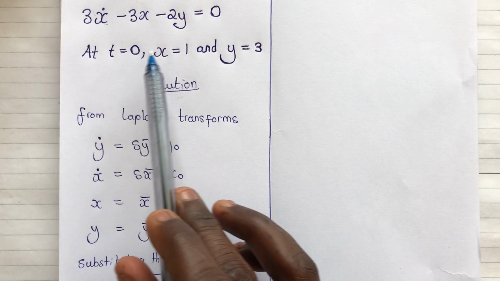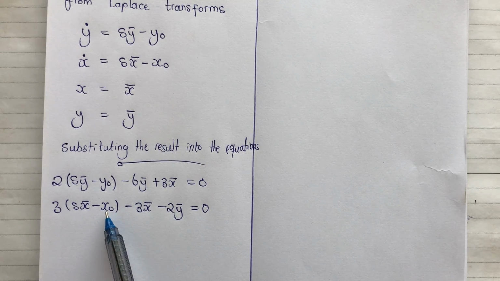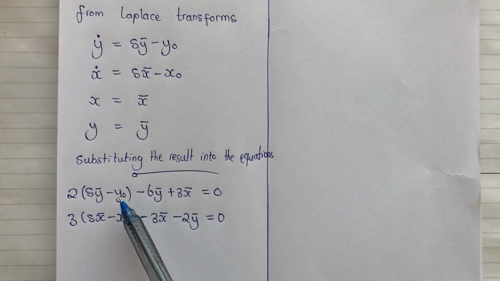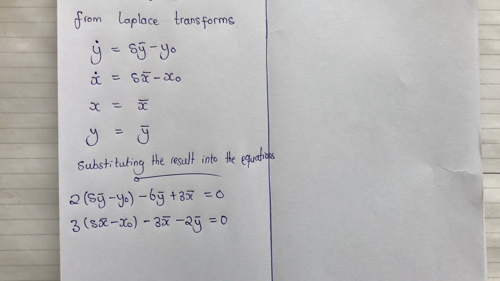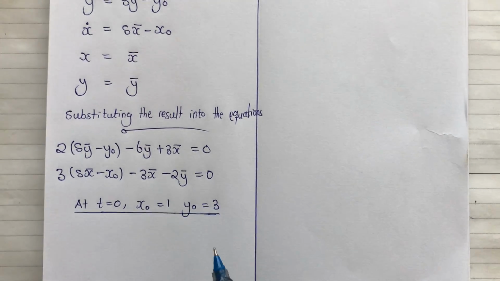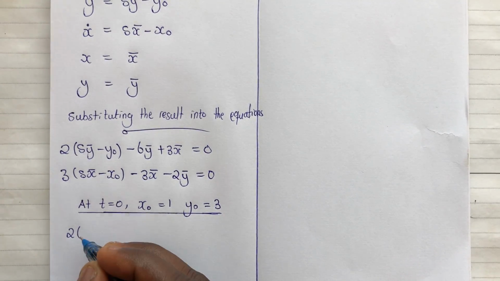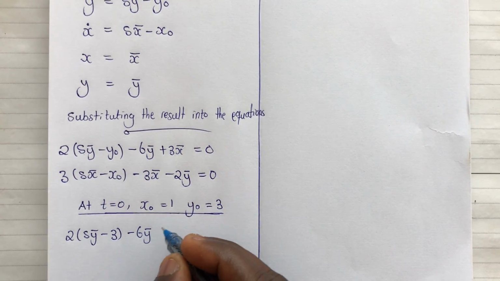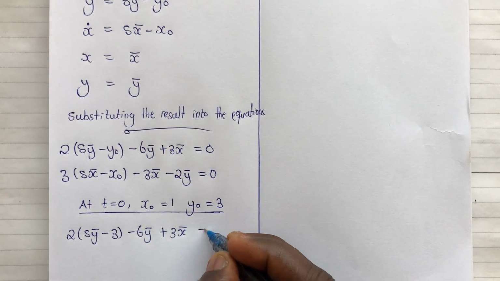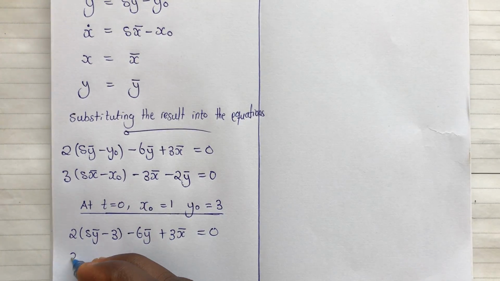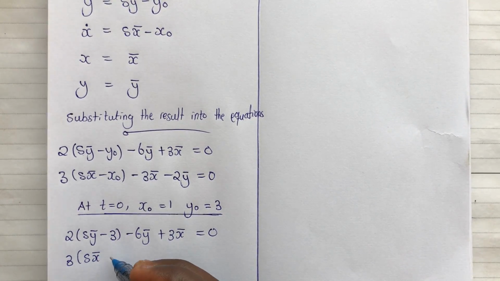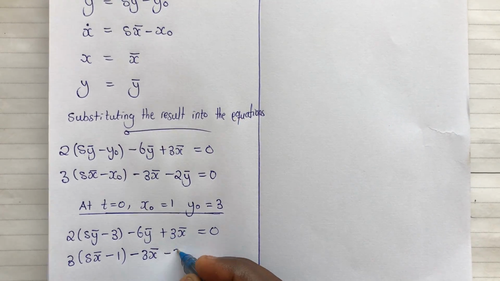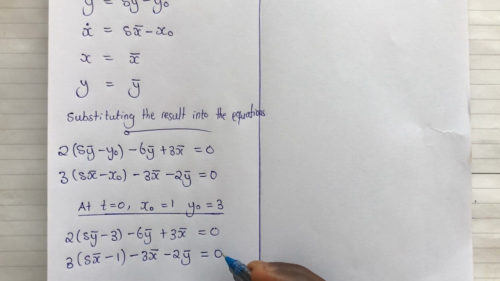So now we substitute the initial condition at t equal to 0. X naught will be equal to 1. And then y naught will be equal to 3. Now we already have our x naught and y naught here, so we can put in the initial conditions. So these are my conditions. So let's substitute that. This is giving us 2 into bracket s y bar minus 3, minus 6 y bar plus 3 x bar equal to 0. Then the second one, we have 3 into s x bar minus 1, and minus 3 x bar minus 2 y bar equal to 0.